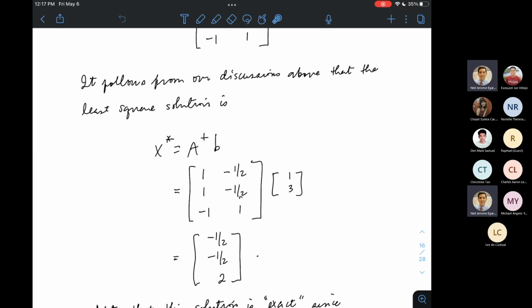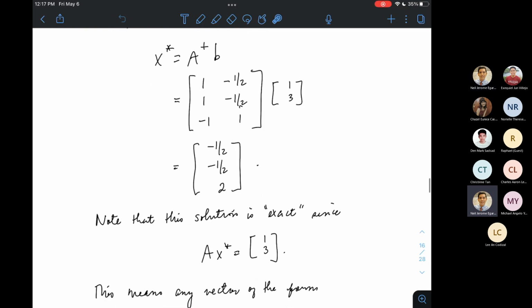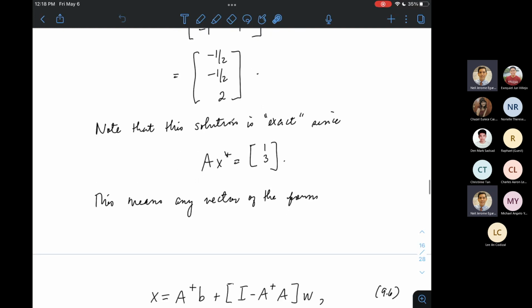All right? And if you compute for the residual, kukomputin natin yung residual para makita kung ito nga ba ay least square solution lamang o isa itong exact solution. Well, we just need to multiply AX star and compare what we'll get to the right-hand side. But doing so, AX star will be equal to 1, 3, which is exactly the right-hand side B. So we got an exact solution. Dahil nakakuha tayo ng isang exact solution, ibig sabihin consistent yung system.